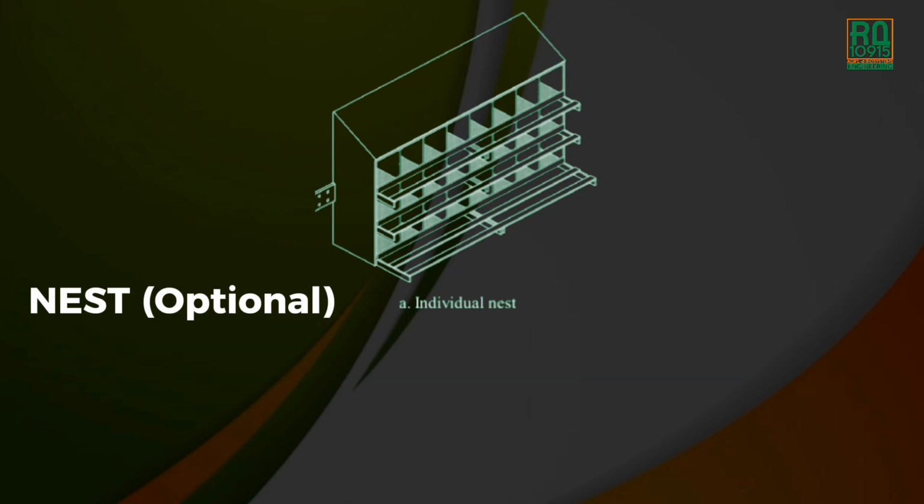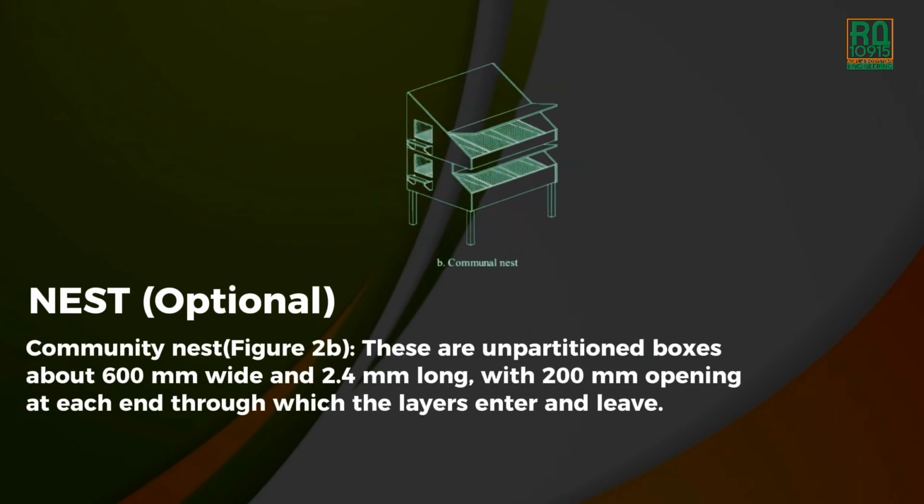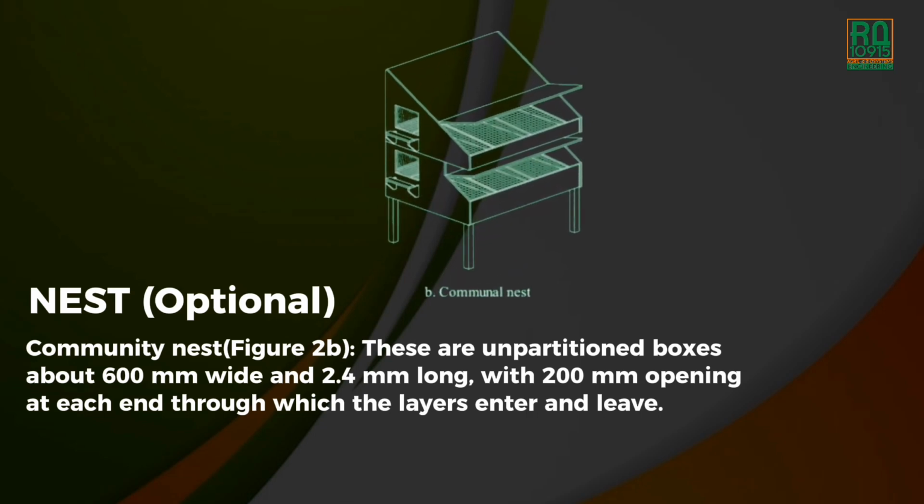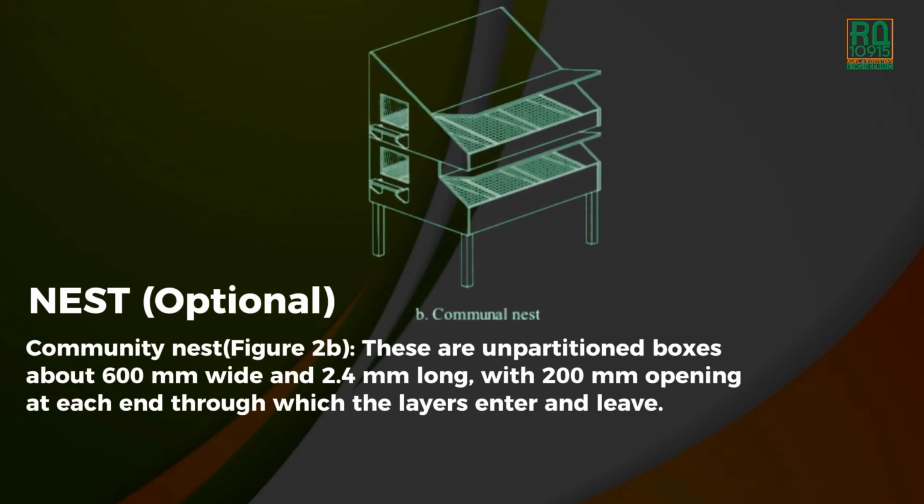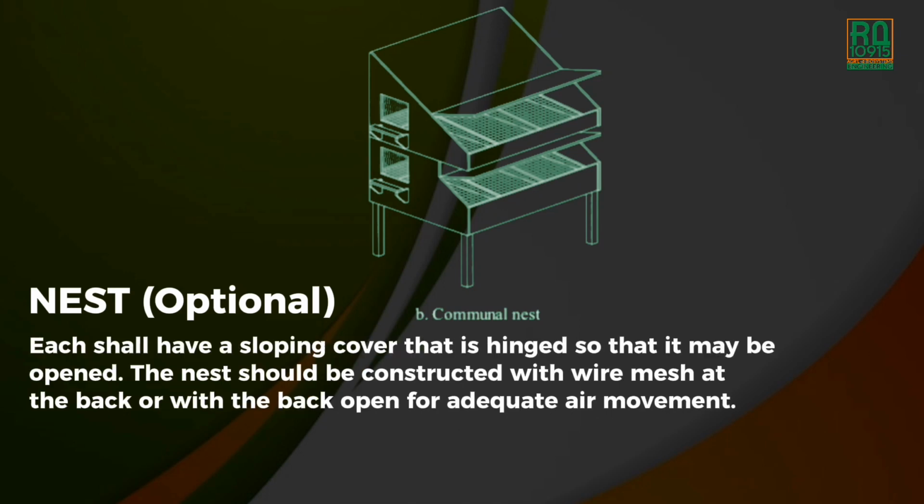In addition to that, we also have community nest as shown in Figure 2b. These are unpartitioned boxes about 600 mm wide and 2.4 m long, with 200 mm opening at each end through which the layers enter and leave. Each shall have a sloping cover that is hinged so that it may be opened.